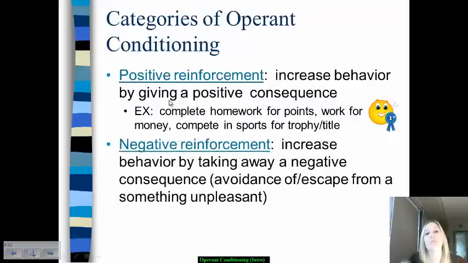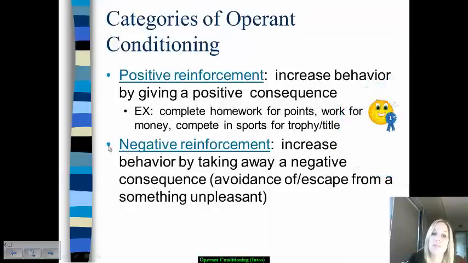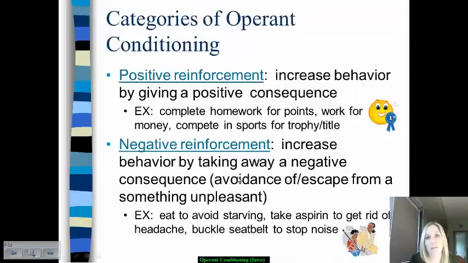Now, on the flip side of this, there are also negative reinforcements. We're still getting an increase in behavior because remember, we're talking about reinforcement. Anytime there is a reinforcement, that always means the behavior will increase or be likely to increase. The reason this is considered negative is because you are taking away, removing, or subtracting, hence the negative, a negative consequence. So you're avoiding or escaping something unpleasant. Examples would be you eat to avoid that really uncomfortable gnawing in your stomach when you're really hungry. You take aspirin or Tylenol or Advil to remove a headache. You buckle your seatbelt to stop a noise. Now think about this. These are all behaviors that will be likely to continue because you're able to get out of and escape from something unpleasant. If you take Tylenol and it gets rid of your headache, you're likely to do it again because it enables you to avoid that unpleasantness.